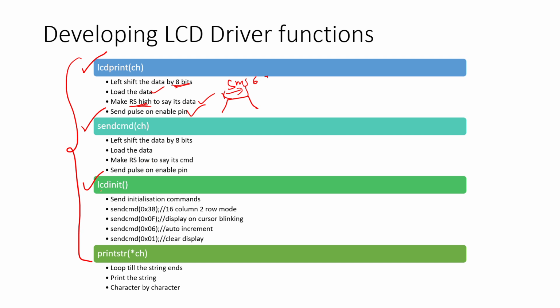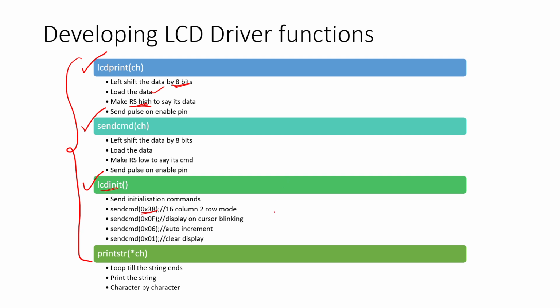Now coming to the third important function, LCD init. This will contain the series of commands that are used to initialize the LCD. Those commands are 0x38. This is the first command that you will be sending, because first you have to tell the LCD that we are operating in a 5 cross 7 matrix with two lines. Next you will send 0x0F to turn on the display and blink the cursor, and 0x06 as mentioned in the previous slide to auto increment the cursor, and 0x01 finally to clear the display.